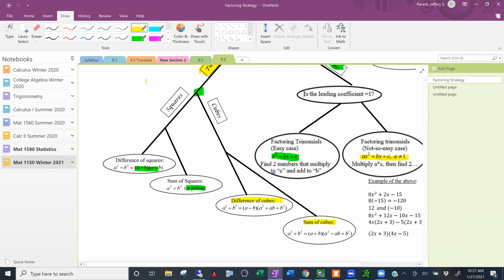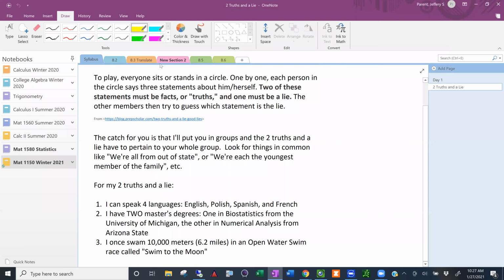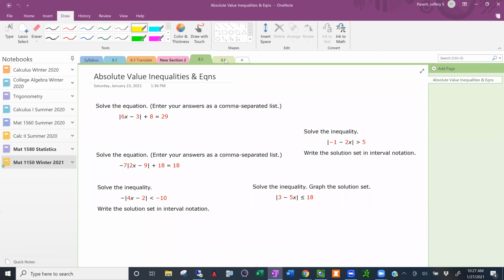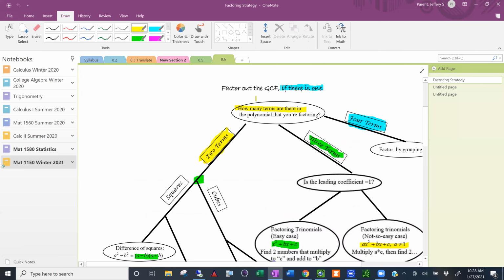I'm not sure why this is not letting me scroll up, but you're going to look for the GCF. All right, I'm kind of losing the momentum here. Yeah, but factor out the GCF if there is one. Perfect.